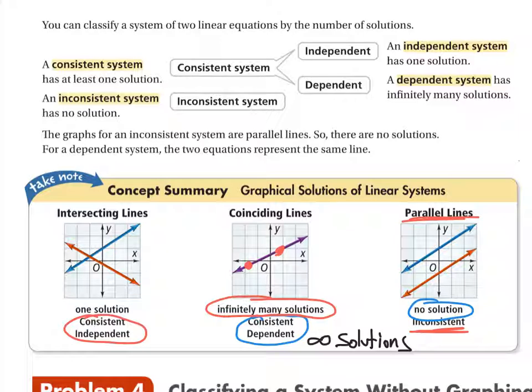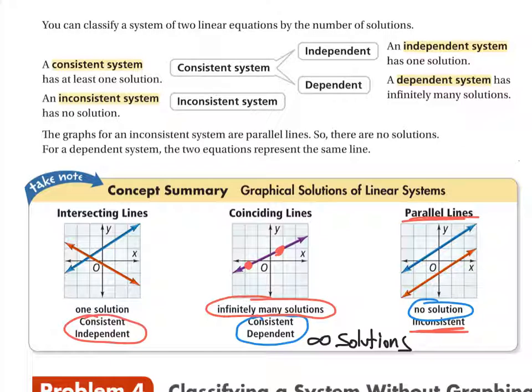So if a system has a solution, now it could have one, could have many, but if it has a solution, what is it? Is it consistent or inconsistent? Consistent. If it has a solution, it's consistent. And so then if a system does not have a solution, it's inconsistent. So that's the first categories you have to worry about.